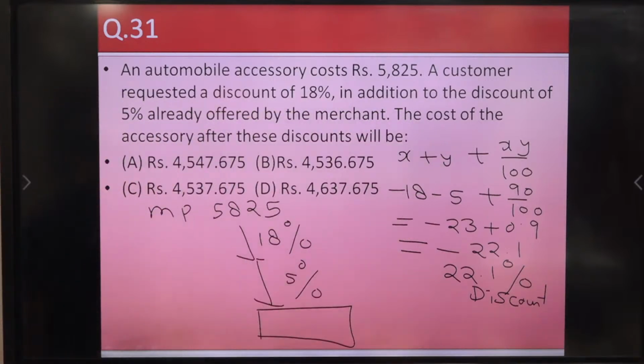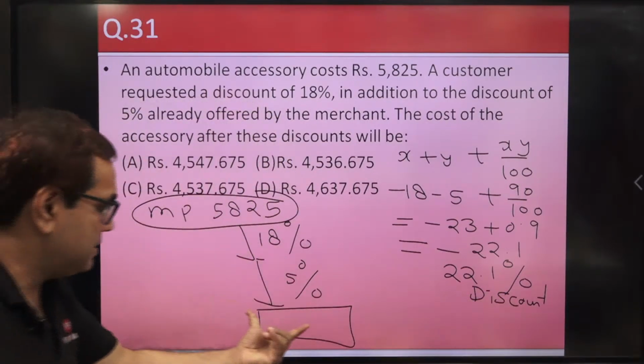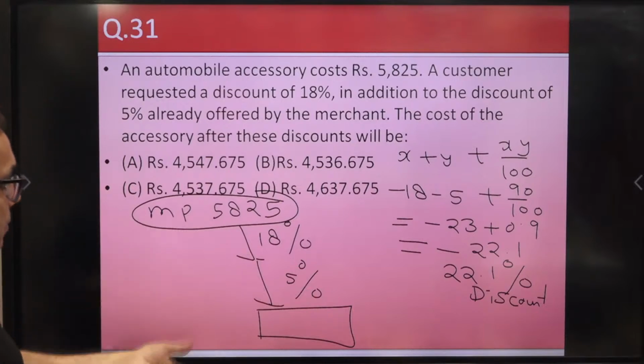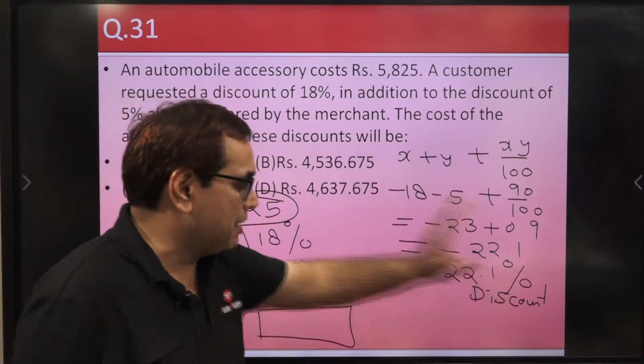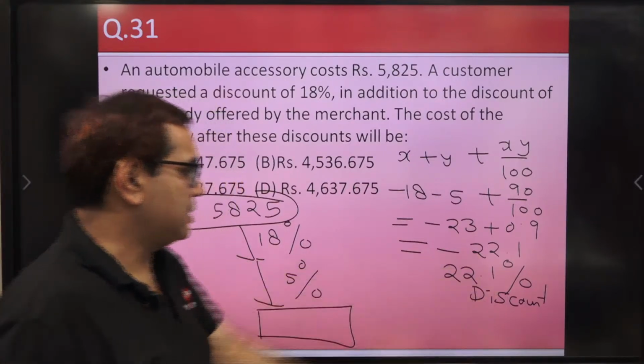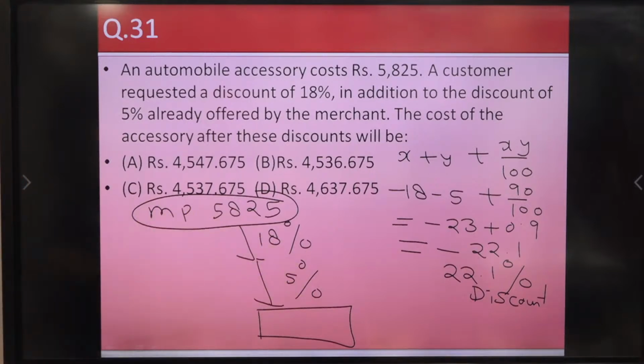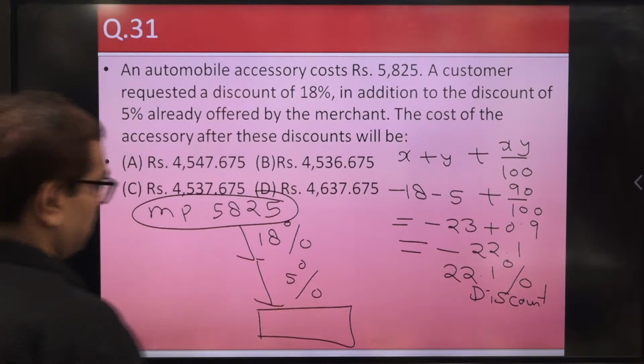This is the single equivalent discount. So this is the price and we are giving this discount. What will be the final selling price, that we have to calculate. That will be this quantity minus its 22.1%. So we can calculate this and write down the answer. A little calculation is required in this problem, that you have to do yourself. One student, Hema, is getting 5437.675. Very good. So C is the right answer here. Some student has got the answer.